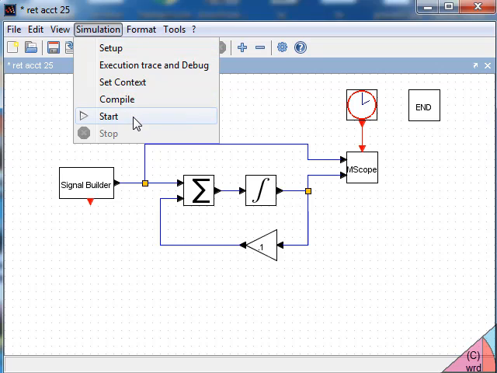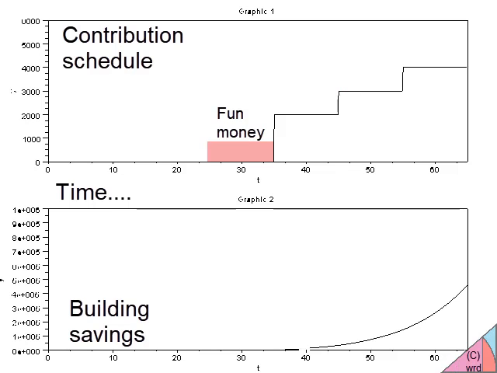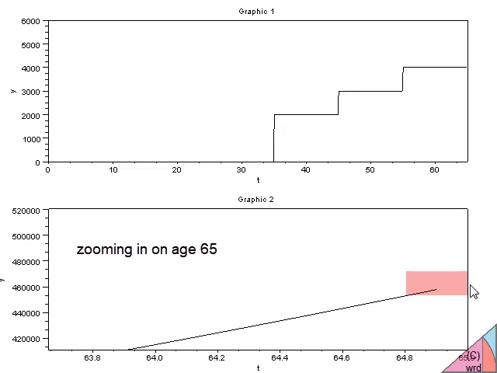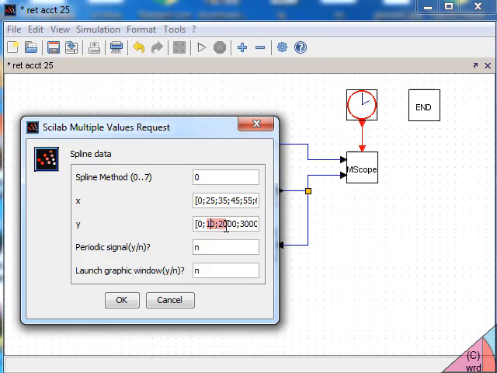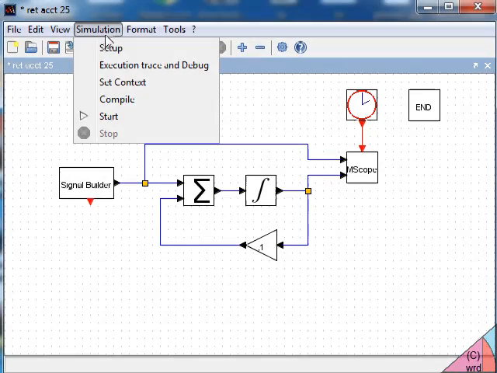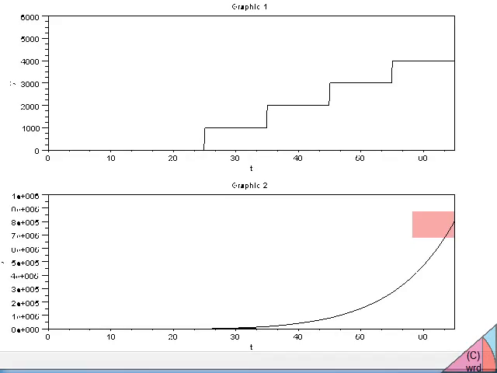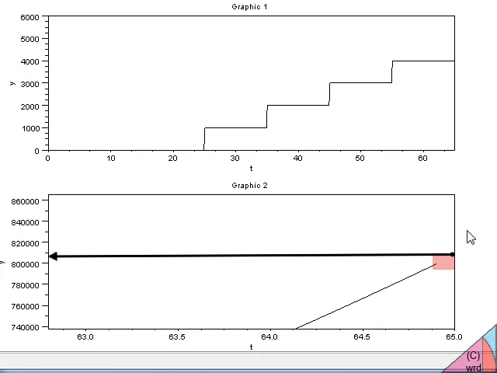Simulate, start. Here are our graphs. The top one is the stair-step contribution schedule with step 1 missing. We zoom in on age 65 to see total savings on the bottom graph. It's around $450,000. Now I want our worker to see the whole schedule observed. We open Signal Builder and put the $1,000 a year step back in. Simulate, start. Wow, I think our lady made it to $800,000. That is a huge difference.